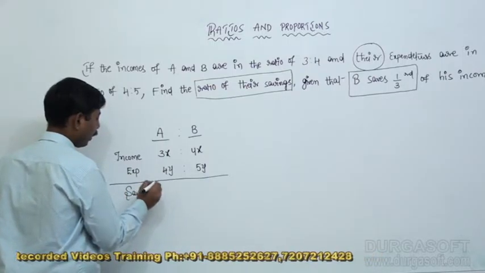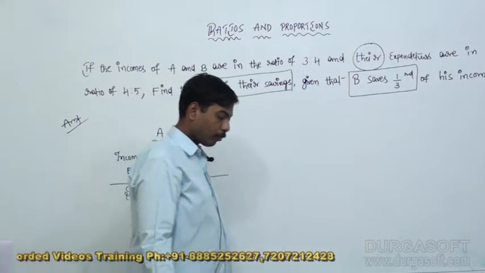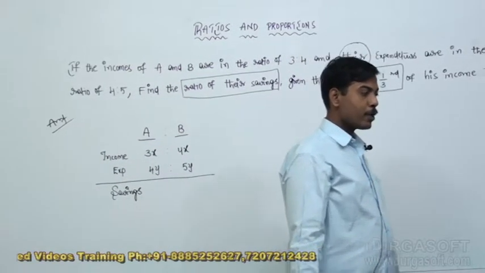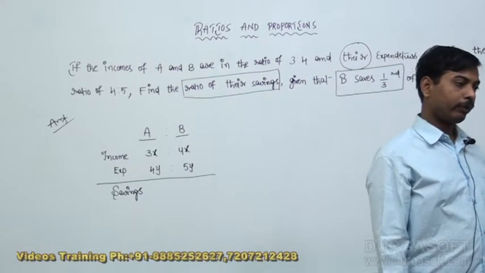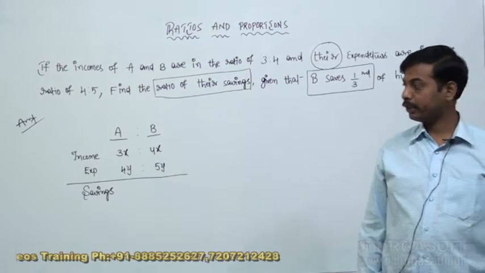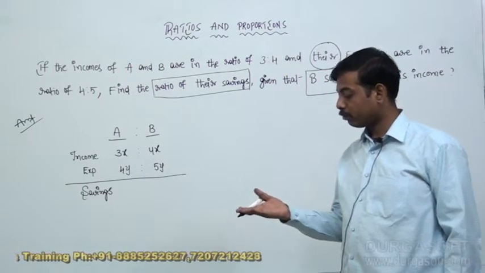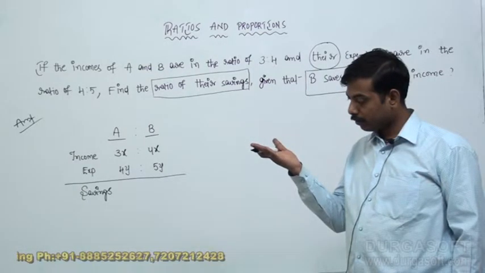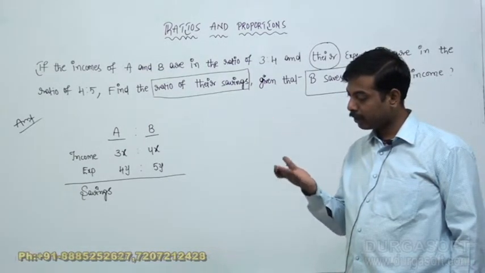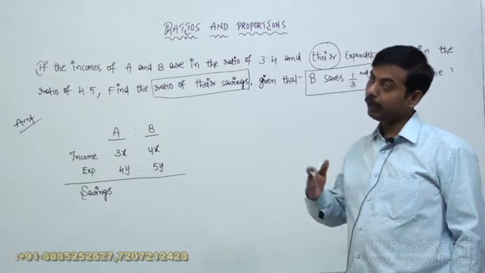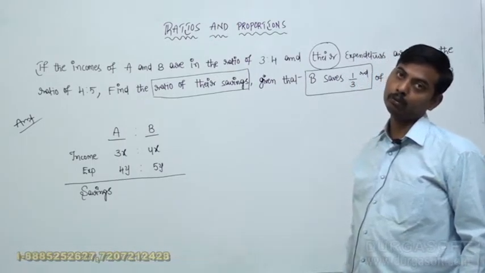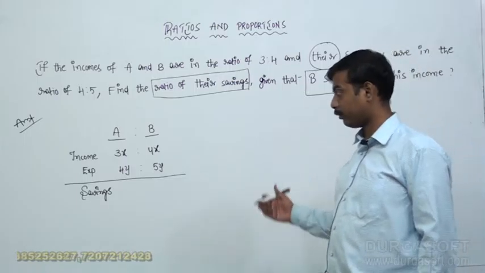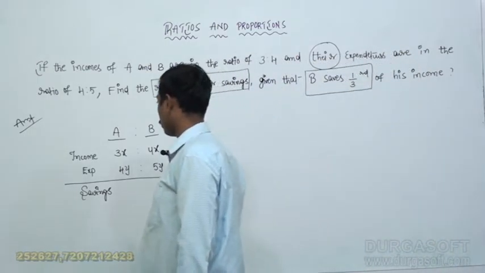Not only for A and B, when we talk about any kind of people, income minus expenditure. From that income, that means whatever we get as an income, if we eliminate the expenditure, the remaining thing would be savings of that person only. That's what we are ready to put here.